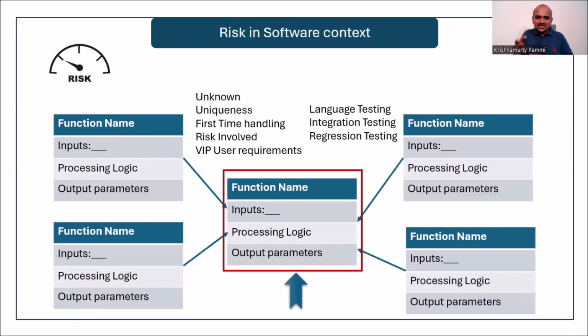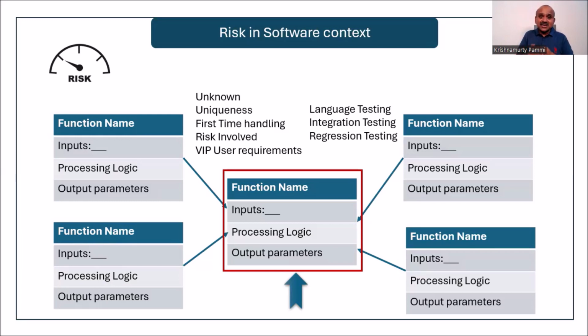Similarly, when it comes to risk, right, while modifying this particular function, there are unknowns, uniqueness, first time handling. Okay, the VIP users are there, or maybe you have to do more testing, like language testing is required, more integration testing is required, more regression testing is required. Maybe development may be simple, but testing is more, because it is a very important piece, a critical piece. And if you don't test it properly, then the users may get impacted.